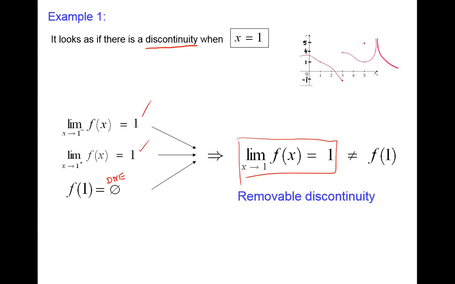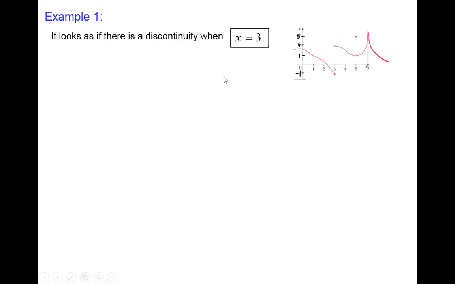Okay, we do have removable. I can tell you we do have 3 different types of discontinuity. That means let's investigate the next one. The next one is happening at 3. We can see the graph, and the same thing: limit from the left, limit from the right, value.